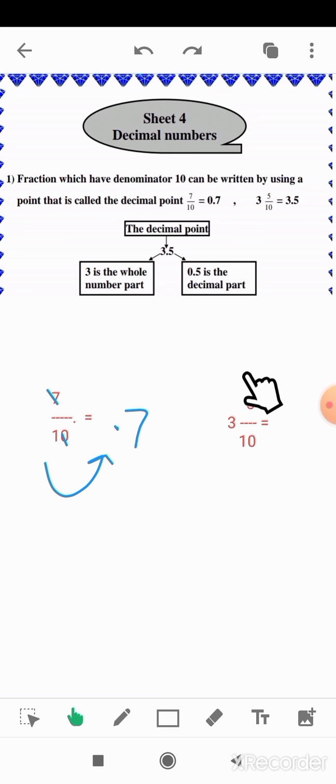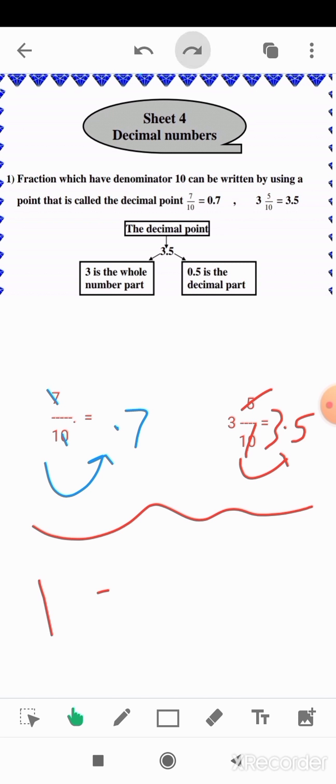Second example, I have 3 and 5 over 10. 5 will take 0 and go down here. The 1 will be transferred as a point, and the rest is 3. It's easy. So if I have any fraction with a denominator like 10 or 100 or 1000 and so on, this fraction is called a decimal number.